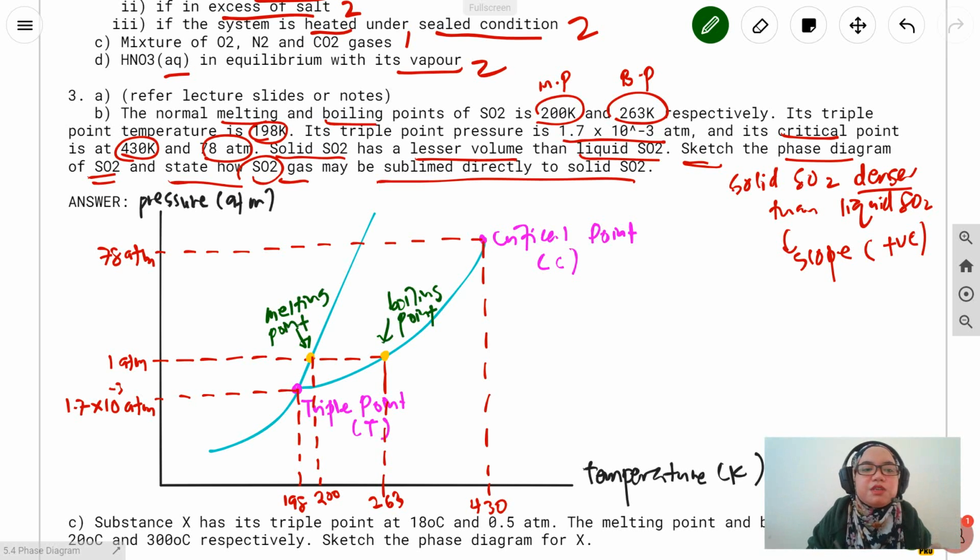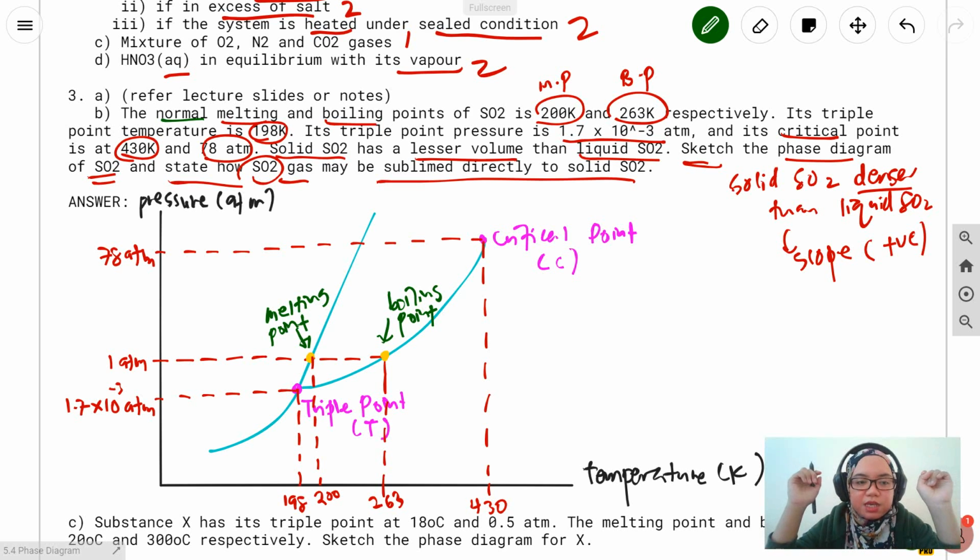Okey, kenapa Miss tahu dia adalah 1 atm? Sebab dia bagi hint normal. So, normal melting dan boiling point adalah pada 1 atm. Okey, so inilah macam mana you sketch you punya graph, phase diagram.